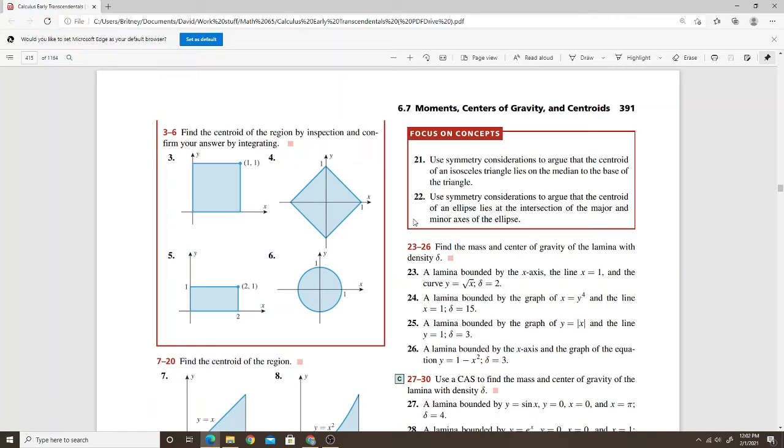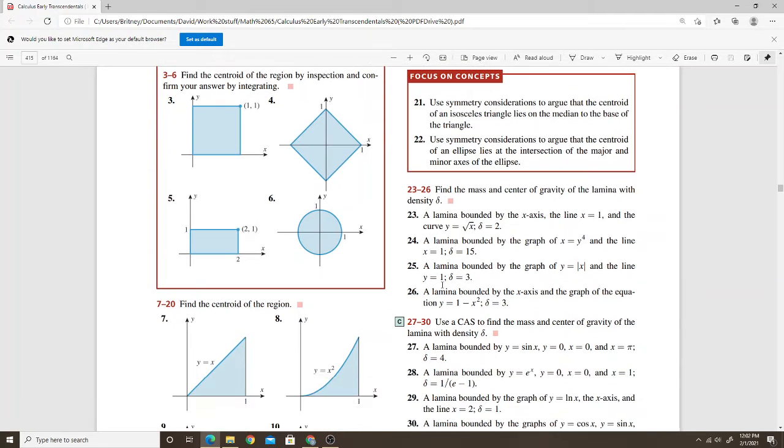So last but not least, let's go over 6.7, number 25. We're supposed to find the mass and center of gravity of a lamina bounded by the graph of y equals absolute value of x and the line y equals 1 if the density is 3. So let's take a look.